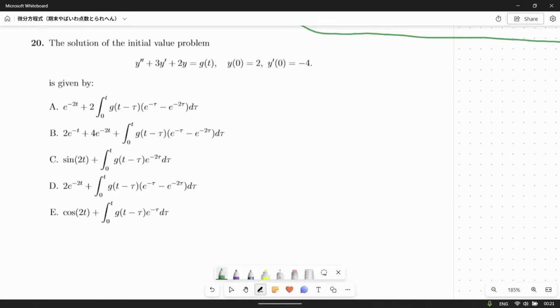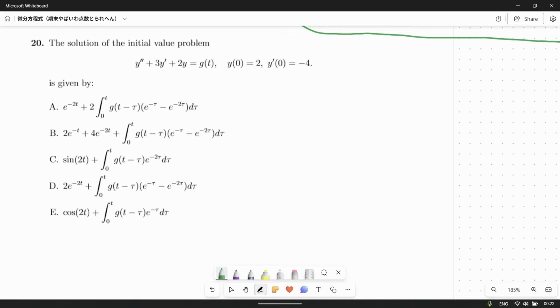The reason why is because, well, for one, we have a g of t term, an unknown function. So we can't really use a normal approach to solving this initial value problem, even if we wanted to. Not to mention, you can see in each of these answer choices, each of them have this integral in them that resembles the form of a formula for a convolution. And so as a result, yeah, we're going to have to use a Laplace transform to solve this one.